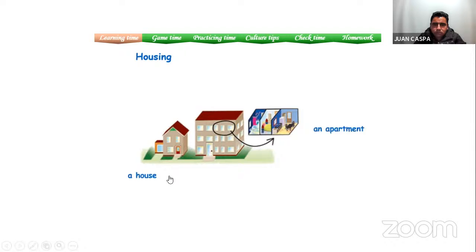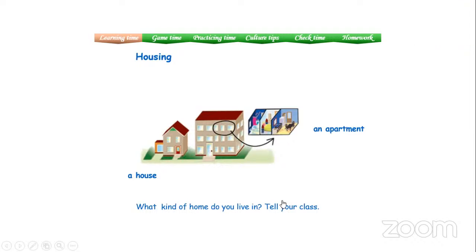So, a house, right? An apartment. What kind of home do you live in? Do you live in a house, in an apartment? I live in a house. In a house? Okay, I think it's much better, right?